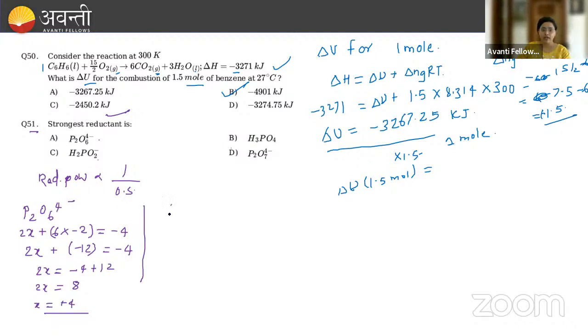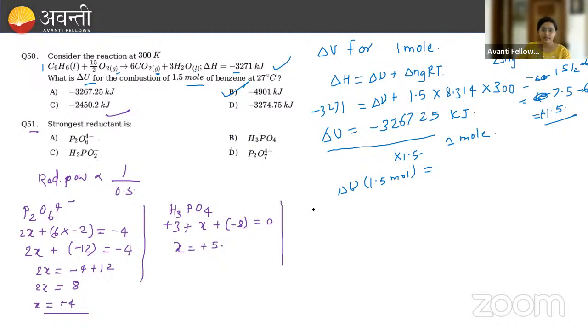Next, for the molecule H3PO4. For hydrogen, you know the oxidation state is plus 1, and 3 atoms are there, so 3. For P, I don't know. For oxygen, it is minus 2, so it will be minus 8. It is equal to 0, as it is a neutral molecule, right? Next, x is equal to how much? You will get x is equal to plus 5, right?